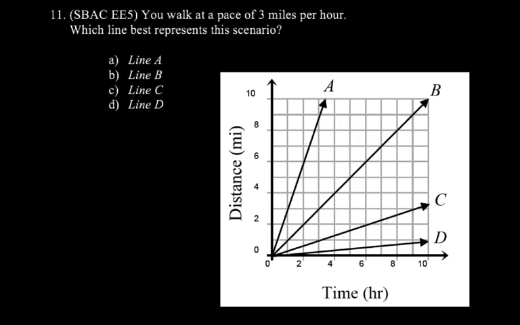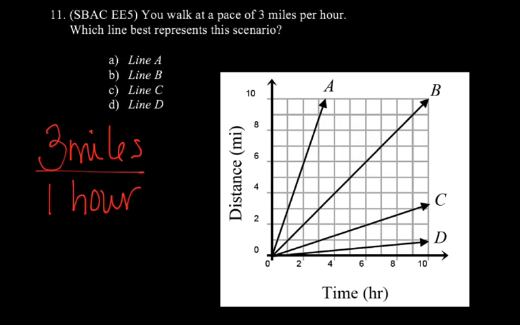11. You walk at a pace of 3 miles per hour. Which line best represents this scenario? So 3 miles per 1 hour. So this means my change in y is 3, and my change in x is 1. Or, let's take a look at this again. My rise is 3, my run is 1.